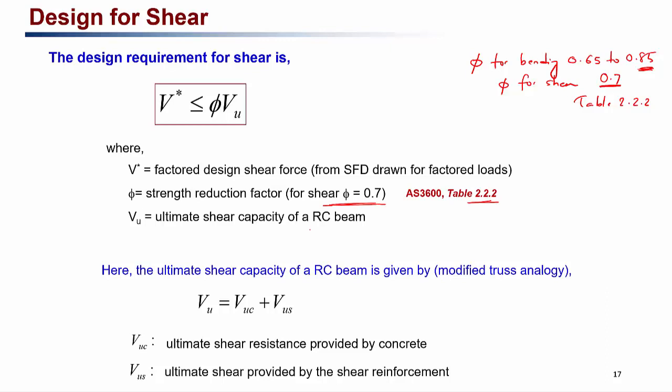And Vu is the ultimate shear capacity of the reinforced concrete beam. And as we discussed earlier, Vu takes into account the contribution from the concrete plus the contribution from the shear reinforcement.